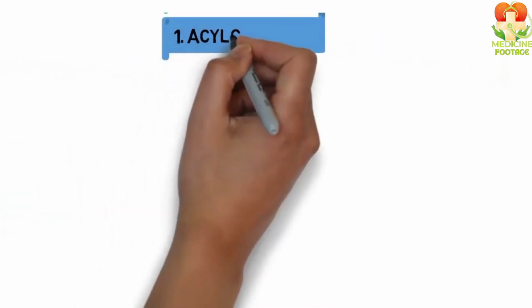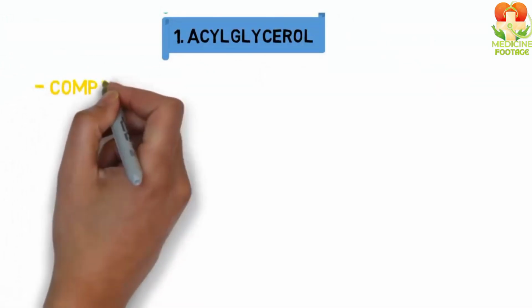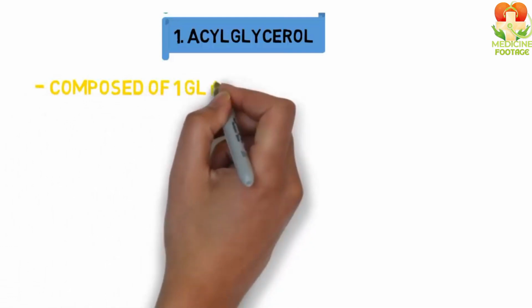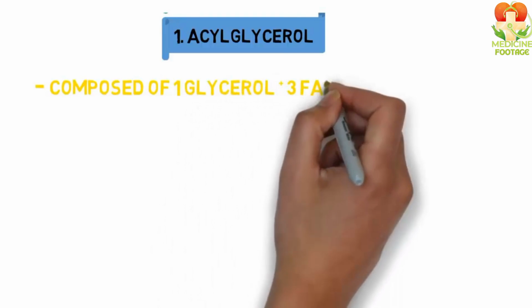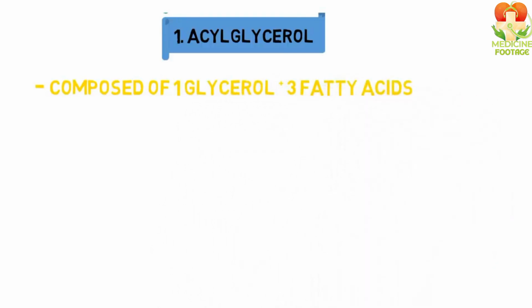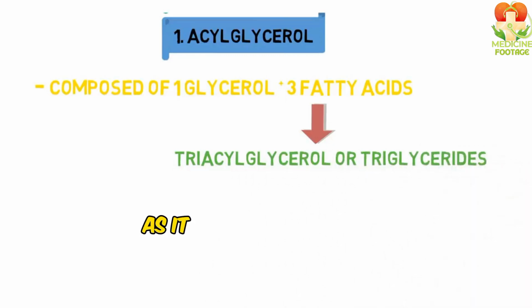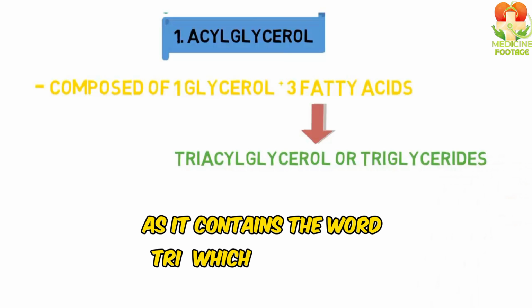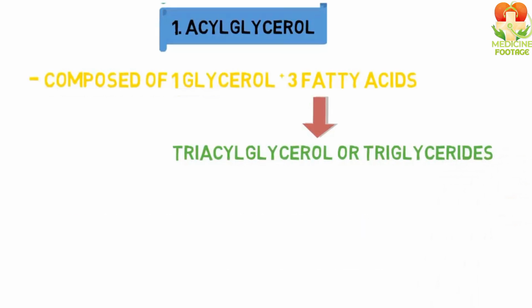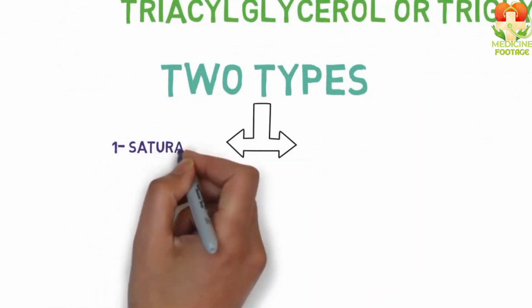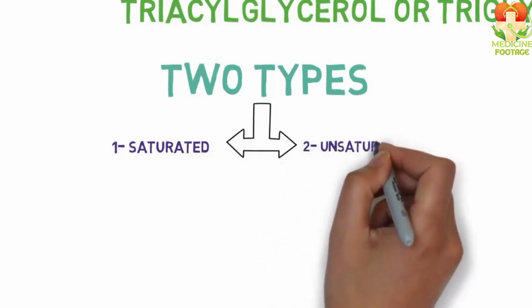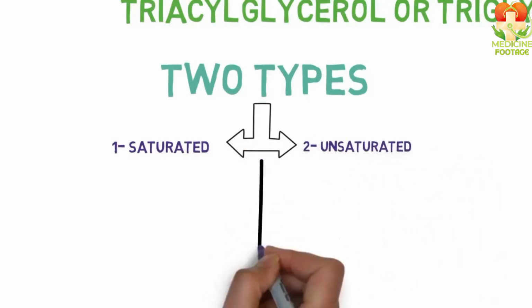1. Acylglycerol. Acylglycerol consists of one glycerol molecule and 3 fatty acid molecules, which together form one acylglycerol molecule. Because it contains 3 fatty acids, acylglycerol is also called triacylglycerol or triglyceride, as it contains the word tri, which means 3. Do you know that there are 2 types of acylglycerol? Saturated acylglycerol and unsaturated acylglycerol. Let's study the difference between the two.